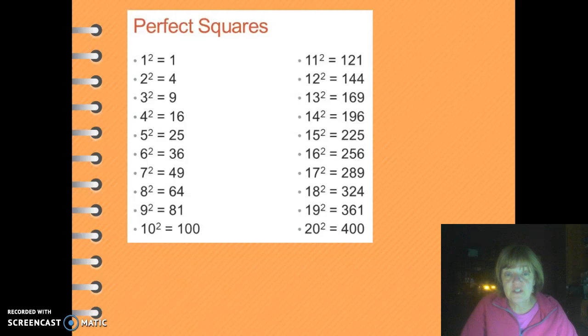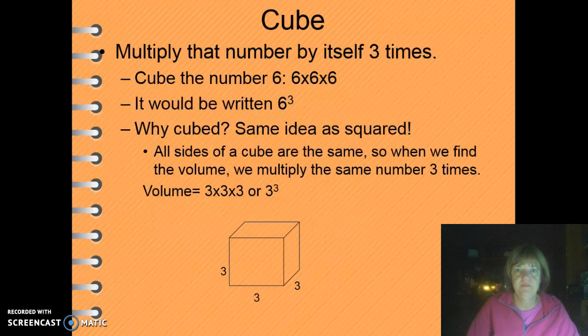Here's a list of the first 20 perfect squares. I want you to try to get the first 12 or 13 of them memorized. It'll help you to get through these problems really quick. And you know me, smarter, not harder. So it's smart to have the first 12 or 13 perfect squares memorized. It'll help you so much.